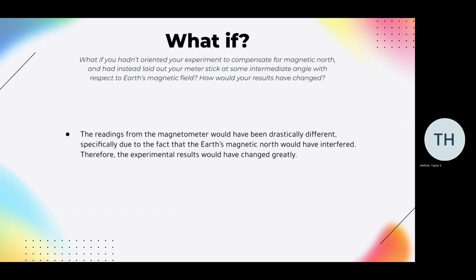Moving into the first what-if question about orienting our magnetic north, the readings would have been drastically different if we did not account for the Earth's magnetic north, because the experimental results would have changed greatly since it would have interfered.